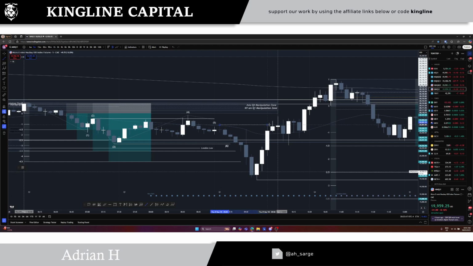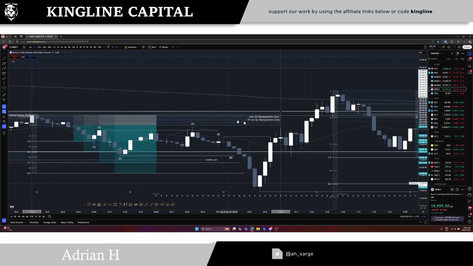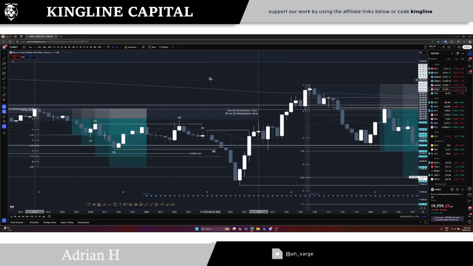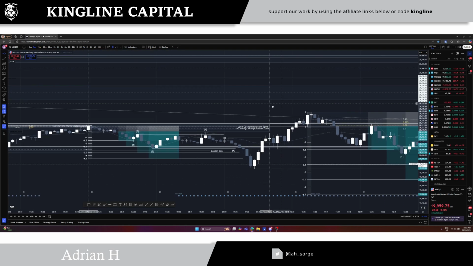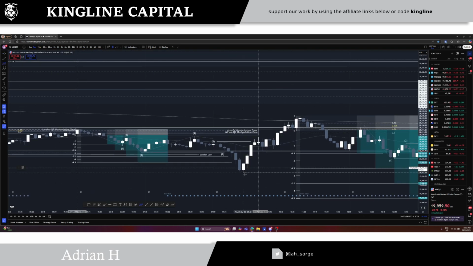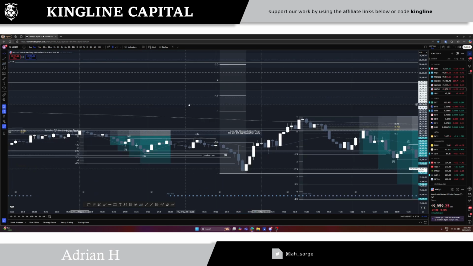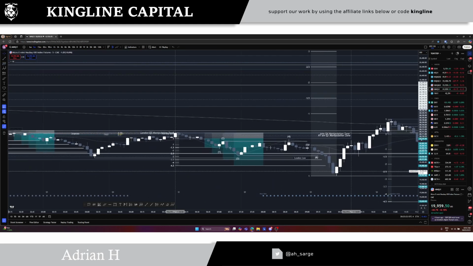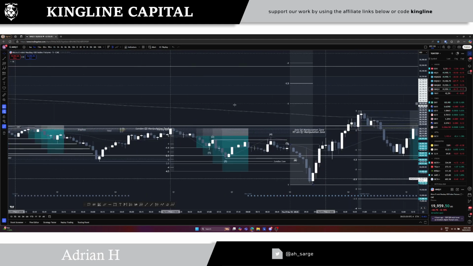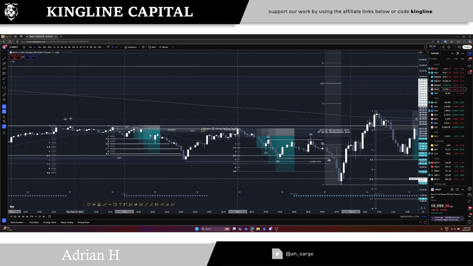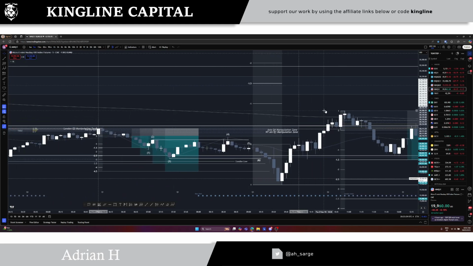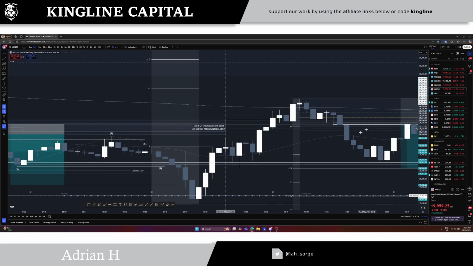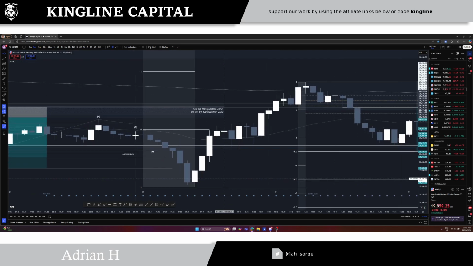So we have our high. We get our sweep. And the deviation would then be from here. So I mean, it could be taken and targeting these highs here. You just have to be so cautious when against that high time frame trend.